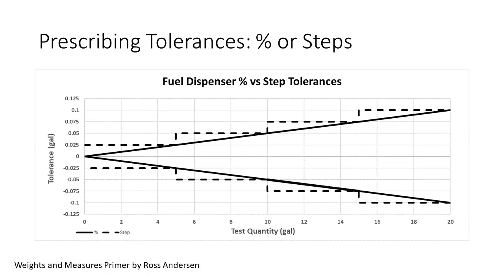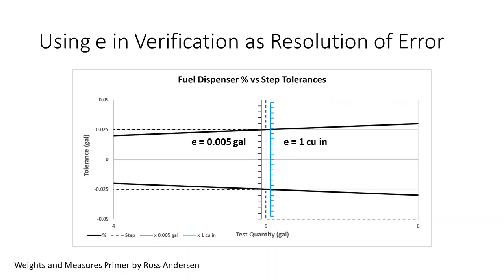Both the X and Y scale in this graphic are from the verification scale. The 20 gallons of test quantity are condensed on the X scale, and the tolerances are expanded on the Y scale. This brings us to the connection to the verification scale division E, which can be thought of in two ways. We can view E as the resolution of the error. At 5 gallon, we resolve to 0.005 gallon on the black vertical scale or to 1 cubic inch on the blue scale. This means either 5 or 6 divisions E of tolerance.